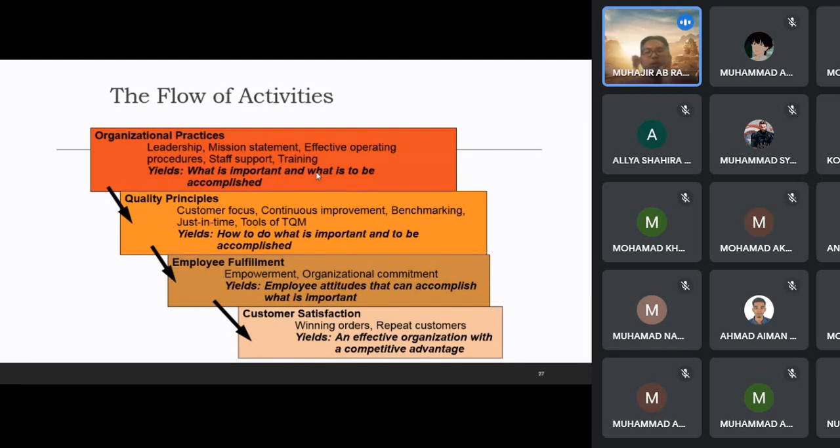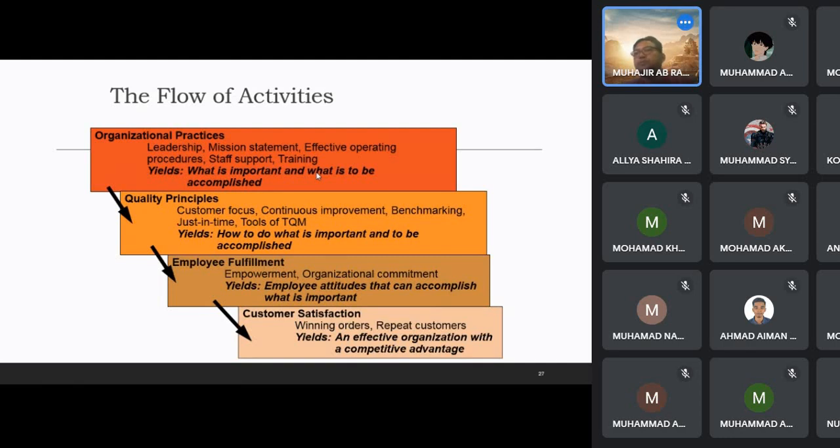So this one, last slide, we talk about the management, about POLC, planning. Okay, this is top management. And then organizing, this is the middle manager. And leading, leading as well is to give motivation to the employee so that the employee has the right attitude so that he can accomplish the job.